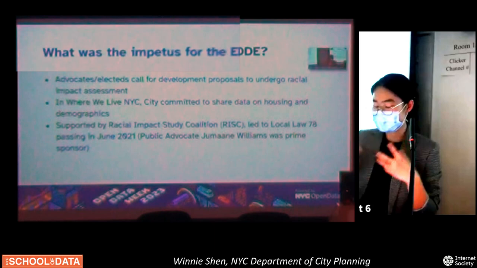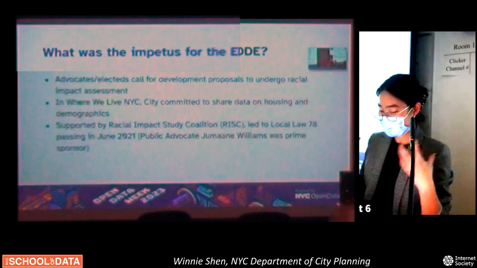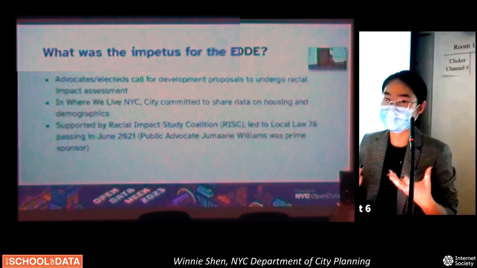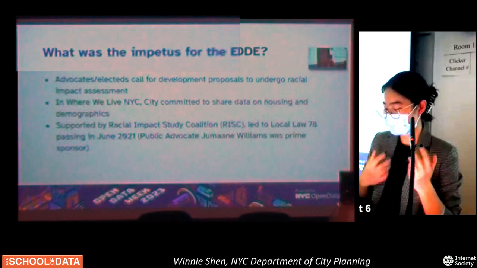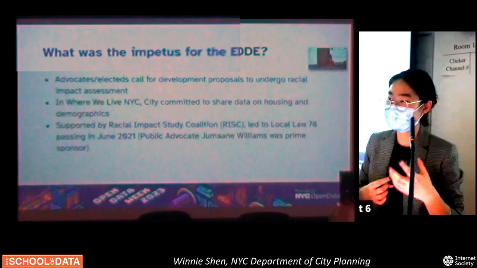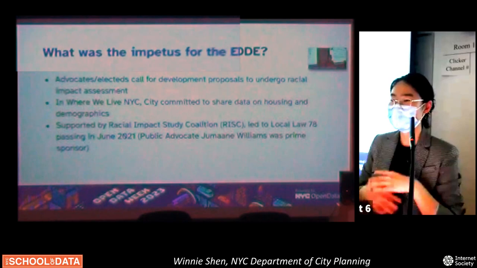So the Equitable Development Data Explorer helps advance the city's work to promote fair housing and equitable development across the five boroughs, as outlined in the city's Fair Housing Plan, which is called Where We Live NYC, which was published by HPD a few years back. So these tools are really a product of a close collaboration with community partners and electeds. To develop this tool, we also worked with a range of stakeholders aside from RISC, such as community boards and land use applicants. We also had public hearings. So there's just really a wide range of stakeholders that we talked to.